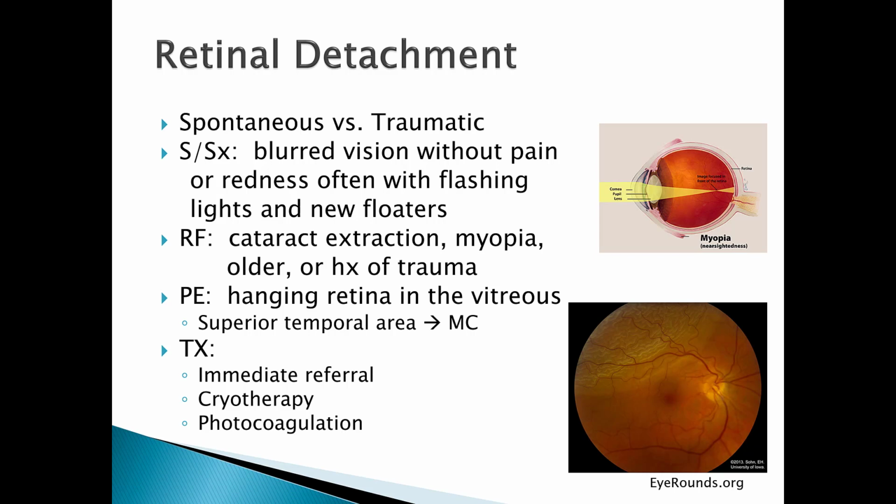And so let's talk about myopia again. Remember, we talked about the eye being too long, and it has excess pressure where the retina attaches to the back of the eye, and it can just peel away or pull away. So on physical exam, if you dilate the eye, you can see a hanging retina in the vitreous. So here's that hanging retina, and the superior temporal area is the most common area.